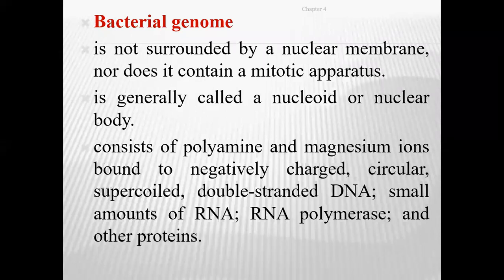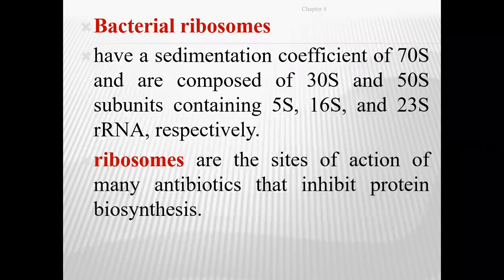Eukaryotes contain histone. Prokaryotes do not contain histone or protein. Genes in eukaryotic cells are composed from exons and introns, while in prokaryotes they are composed from exons only. Bacterial ribosomes have a sedimentation coefficient of 70S and are composed from 30S and 50S subunits containing 5S, 16S, and 23S rRNA respectively. Ribosomes are the site of action of many antibiotics.